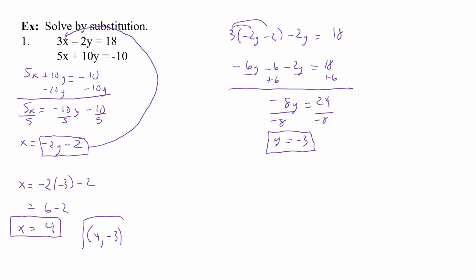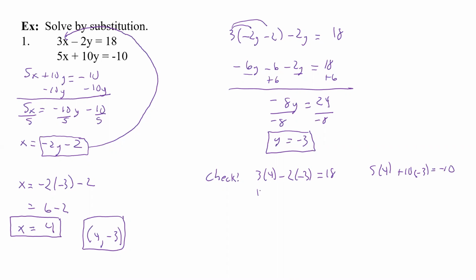And that is my solution. But as always, we really have to check in both original equations. So 3 times 4 minus 2 times -3 equals 18, and I'll have 5 times 4 plus 10 times -3, and that's supposed to equal -10.